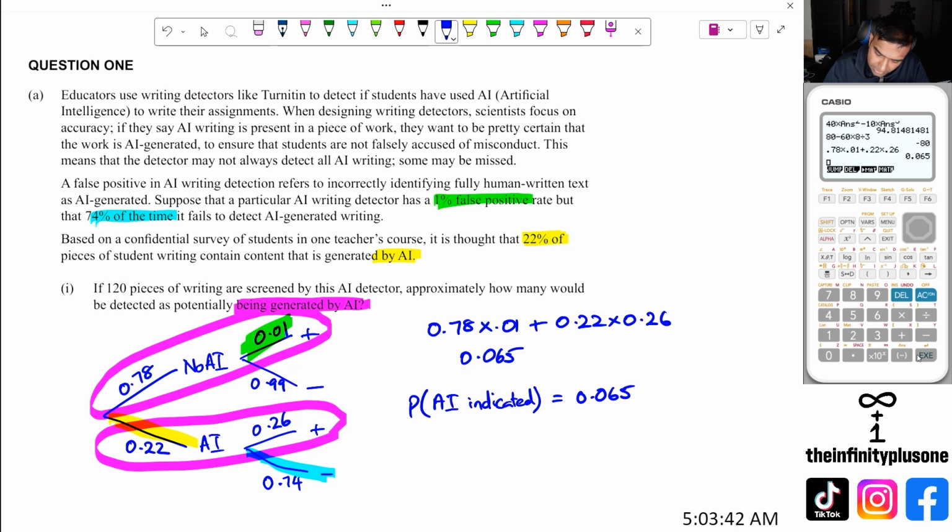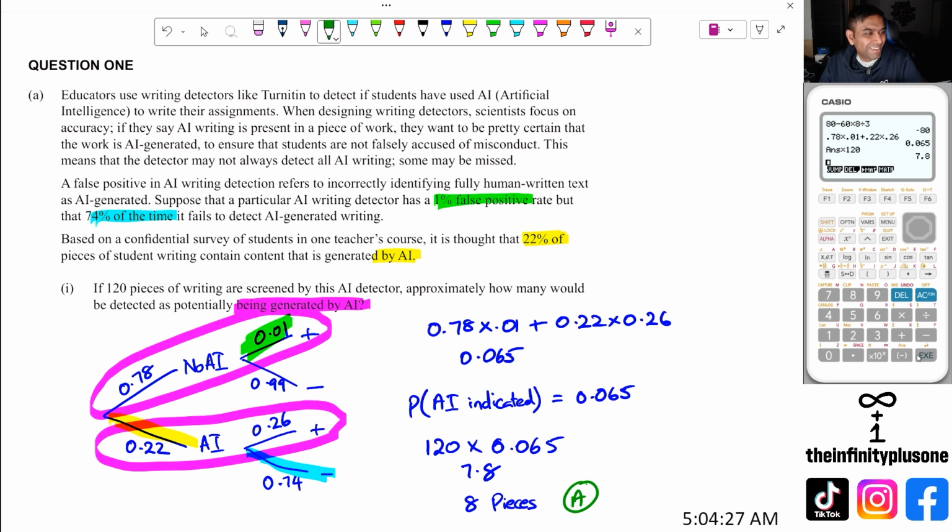So grades wise, I think this one is just an achieved, correct number of pieces of work. Oh, sorry. Yeah, I just realized I haven't actually answered the question, so I wouldn't get an achieved for this. The actual question is asking, if 120 pieces, how many would be detected, not the probability. So I've actually got to go 120 multiplied by 0.065, and that gives me roughly 7.8. So we can say 8 pieces. Yeah, 8 pieces, and then I would definitely get an achieved. What a way to start the paper, make a mistake straight away. Okay, cool. So that's your achieved question there.